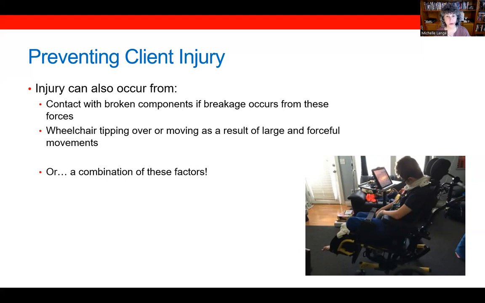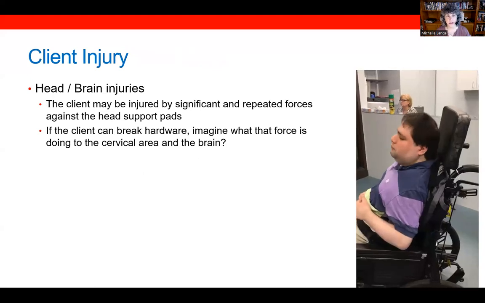If the client is moving with a lot of force, large movements, then we can see sometimes the wheelchair actually becoming tippy or bouncing across the room. And either of these situations or a combination can again lead to client injury.